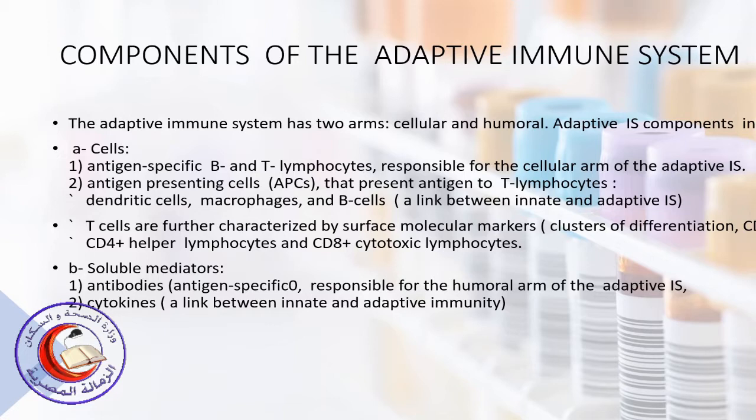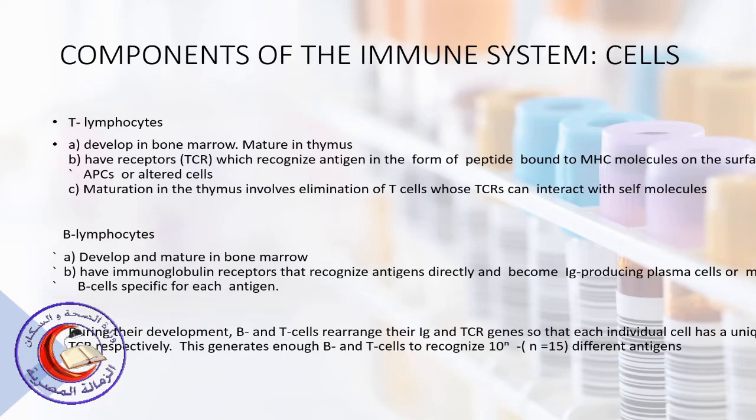The adaptive immune cell system also has soluble mediators. These are antibodies, which are antigen specific, meaning that an antibody will react only with one particular antigen. And these are responsible for the humoral arm of the adaptive immune system. Cytokines are a link between innate and adaptive immunity. They activate both the cells of innate immunity and the cells of adaptive immunity.